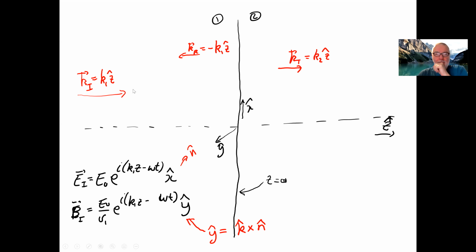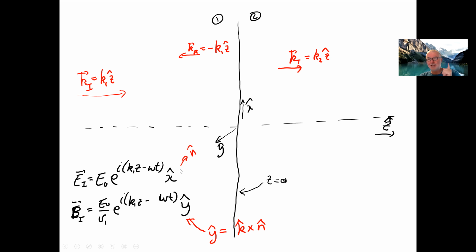And I'm going to say I have an incident wave, I have a reflected wave, and I have a transmitted wave. And I'm free to specify what the incident wave is. And so the incident wave is E naught e to the i (k1 z minus omega t) times x hat.